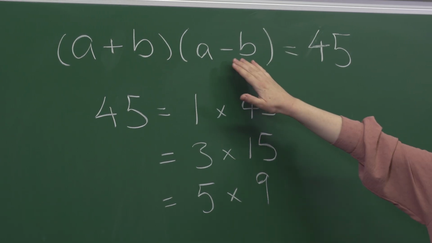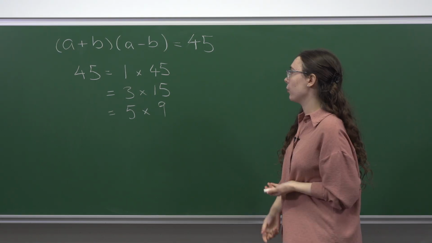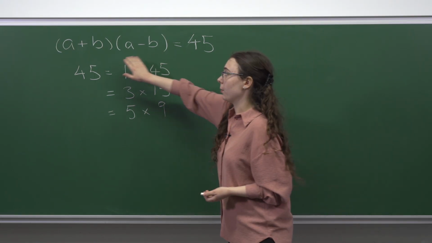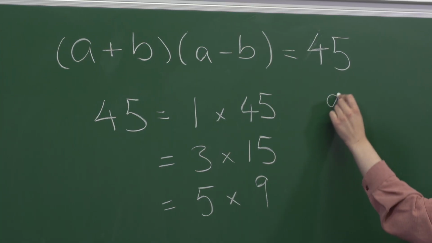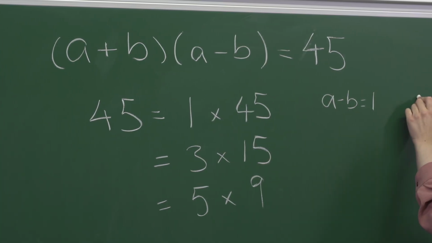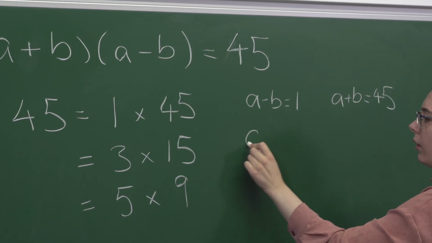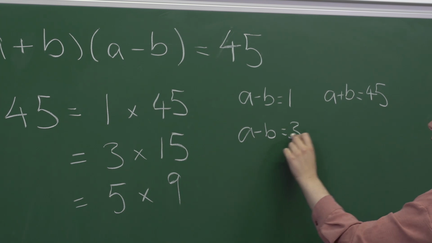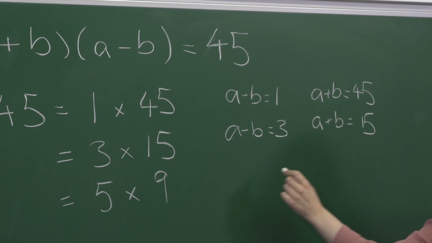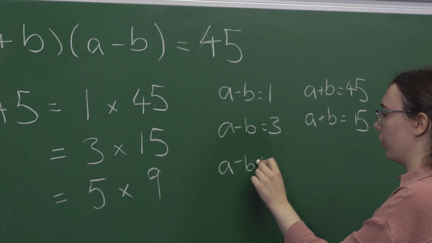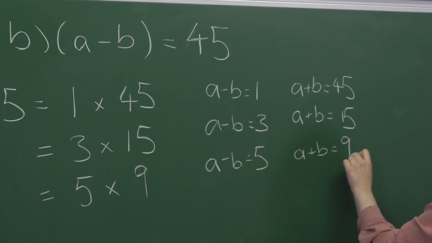of these factors, and the other is going to have to be a factor from the corresponding pair. And because a and b are positive, a minus b is going to have to be smaller than a plus b. So our possibilities are a minus b equals 1, and a plus b equals 45. A minus b equals 3, and a plus b equals 15. Or a minus b equals 5, and a plus b equals 9.